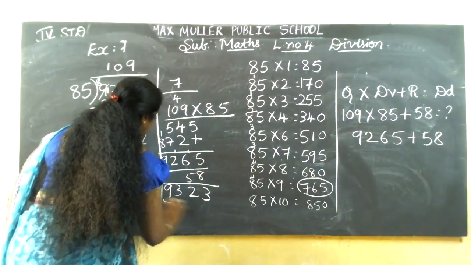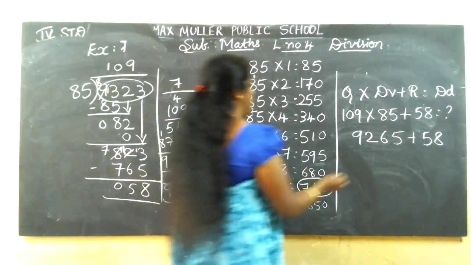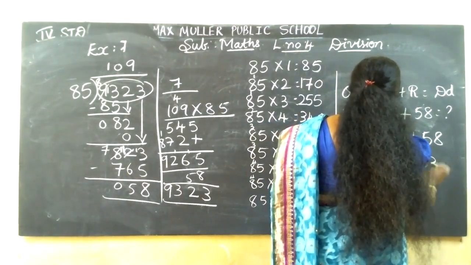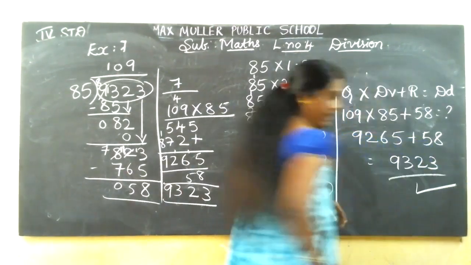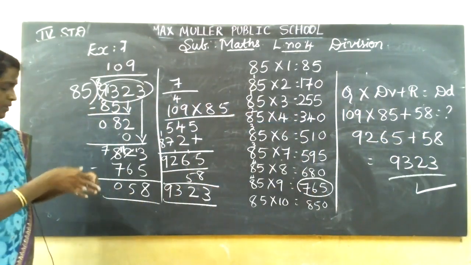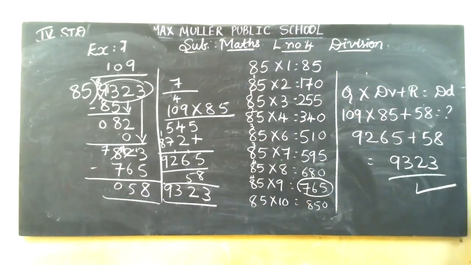3. So I got the correct answer. See here, I got the correct answer. Dividend equals 9323. So your sum is correct. So other sums you only practice, children. Okay, you should only practice. Yes, copy this. How to check your answer.